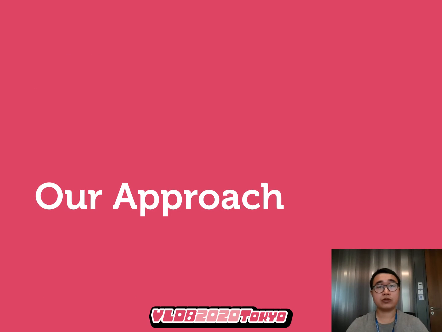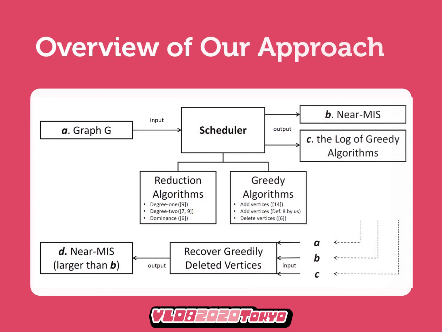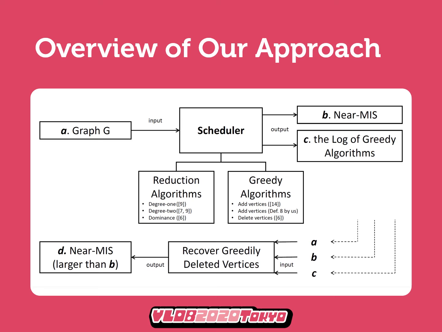Now, let me introduce our novel approach, the scheduling framework. Instead of invoking reduction algorithms in a fixed order, we introduce a novel framework which dynamically schedules reduction algorithms based on a cost and benefit model. The scheduler iteratively conducts the following steps until the graph is empty. It first estimates the cost and benefit of each reduction rule, and then chooses the best one.